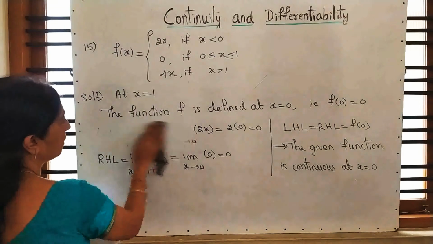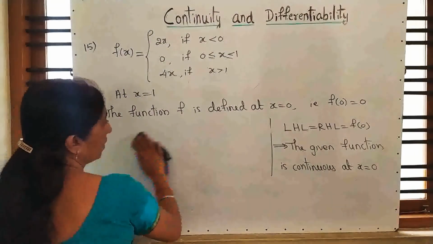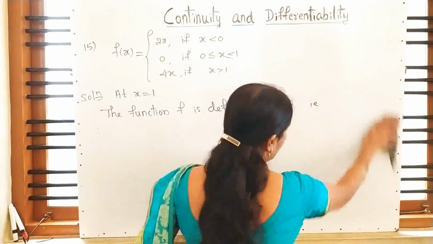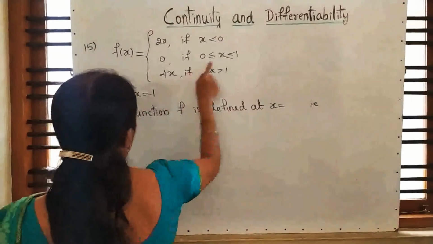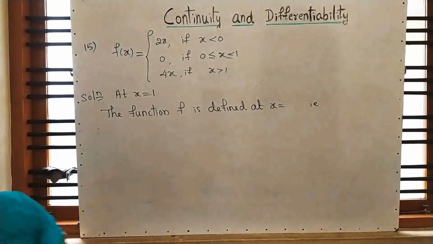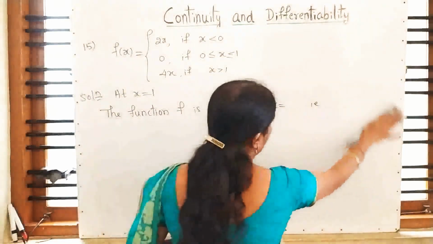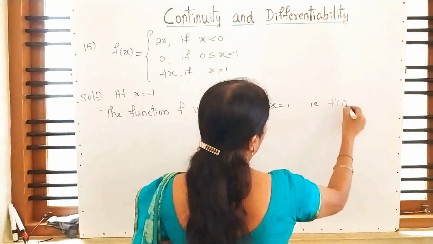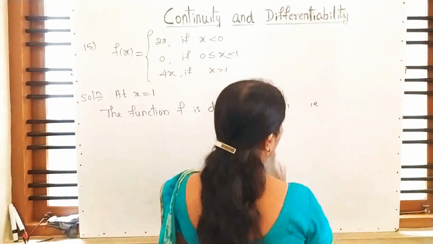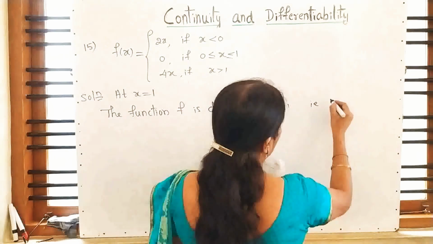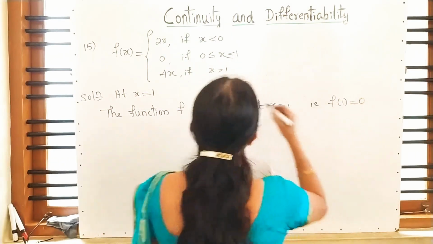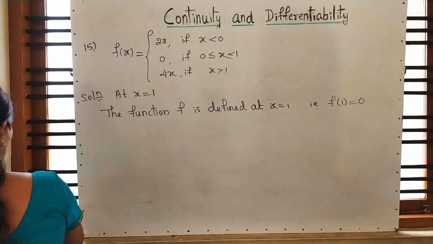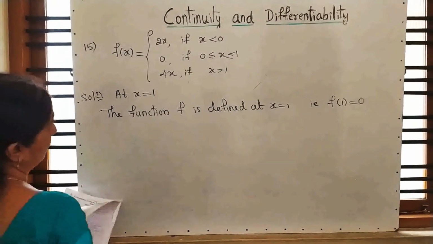See here the function is defined at x is equal to 1. Correct? In which expression is 1 there? It is in the second expression. The function f is defined at x is equal to 1 and that value, f of 1, is also 0. f of 1 is equal to 0. Correct? Now we are moving to the left side. For that, where x is less than 1, you have to select that.